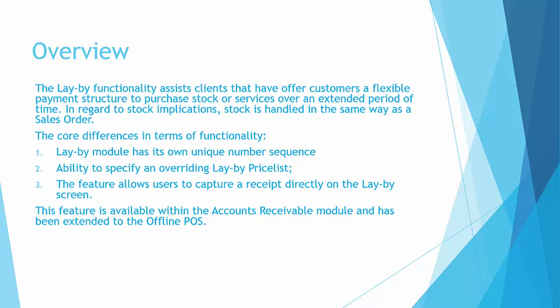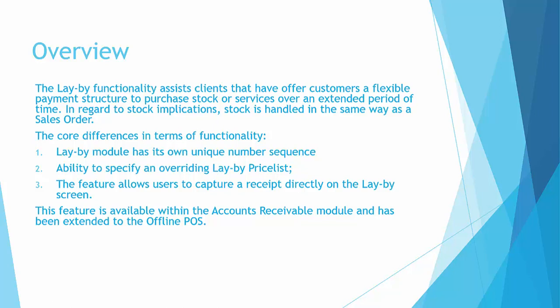In regard to stock implications, the stock is handled in the same way as a sales order. So your stock will still be sitting on hand, but it'll be allocated, which will affect your stock availability. The core difference in terms of functionality, so there's three aspects. Firstly, the lay-by module has its own unique number sequence. So previously on Palladium, we treated a lay-by exactly the same as a sales order, because they do handle stock the same way. However, by giving it its own unique number sequence, it allows clients to monitor and track lay-bys separately to sales orders and report on them separately.